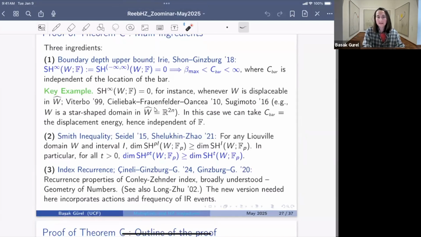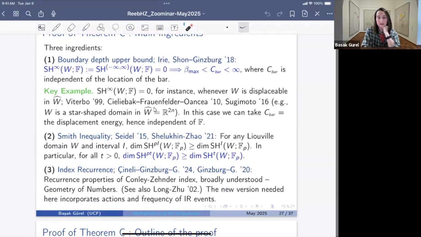And this is 0 in our case, for instance, if we have a star-shaped domain in our end. In the displaceable case, the fact that this is 0 goes back to Viterbo's work from 99, and then in general it was proved by Cieliebak, Floer, Hofer, Wysocki, and Oancea. So this is number one.